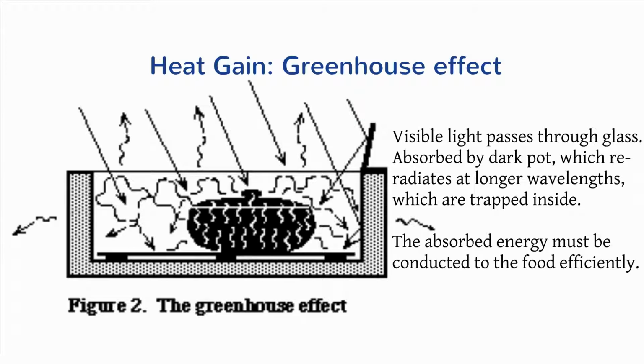Fortunately, most of the transparent materials, plastic, glass, and so on, are not transparent to infrared. The absorbed energy inside the container must, of course, be conducted to the food efficiently. So this black body has to be a good heat conductor. You don't want it to be insulated because the food is inside and needs to get the heat. You need a good choice of top material and a good choice of container material.